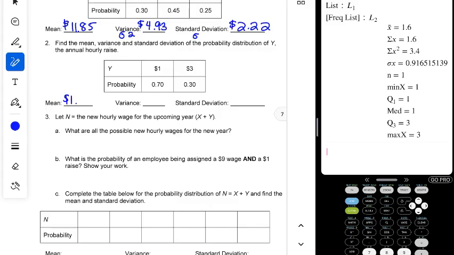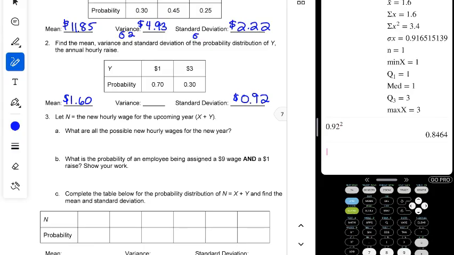So the mean raise is $1.60. The standard deviation is about 92 cents. So then variance, all we have to do is square it. Square the standard deviation. 0.85 when we round it.